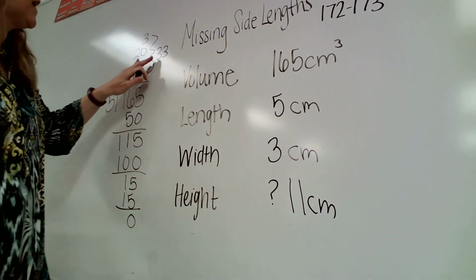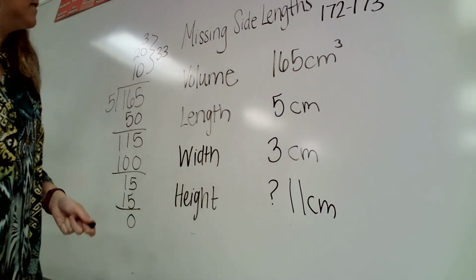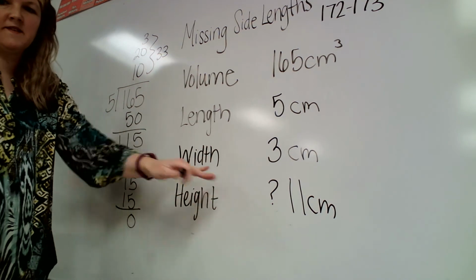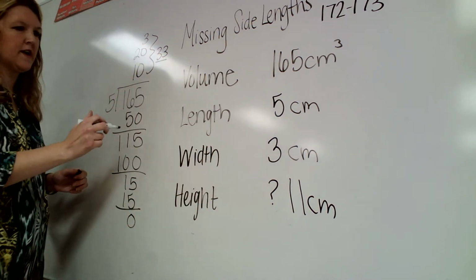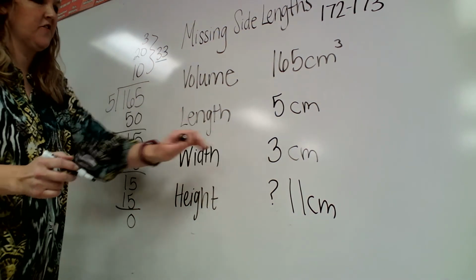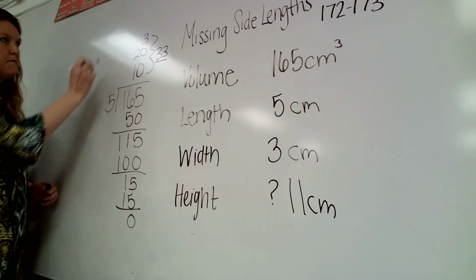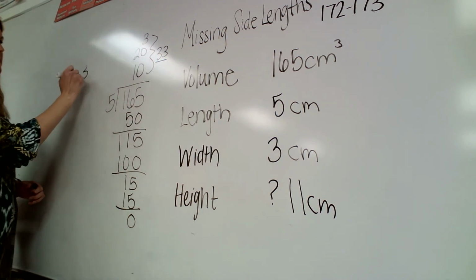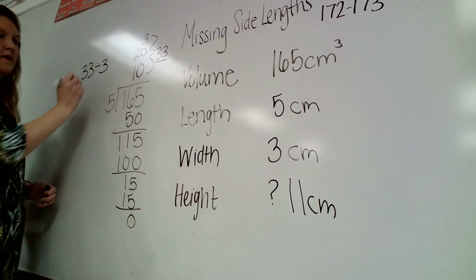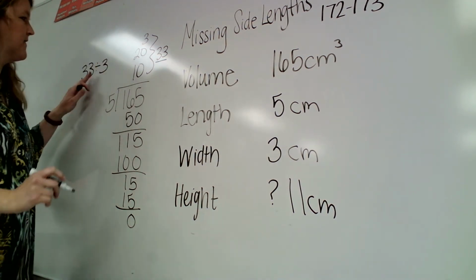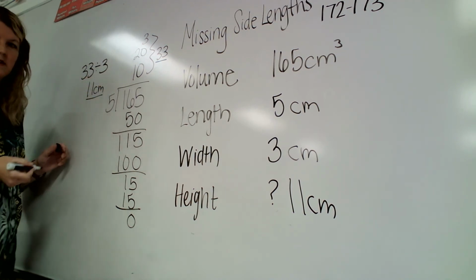And what I'm going to do with that 33, I'm not finished because I only divided by the 5. So if I want to figure out what the missing side length is, now I have to take my answer that I got, 33, and divide it by the other side. So now I've got 33 divided by 3. So if I do 33 divided by 3, then I get my missing side length of 11.